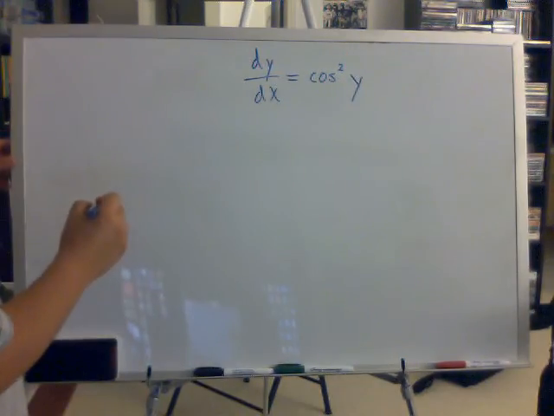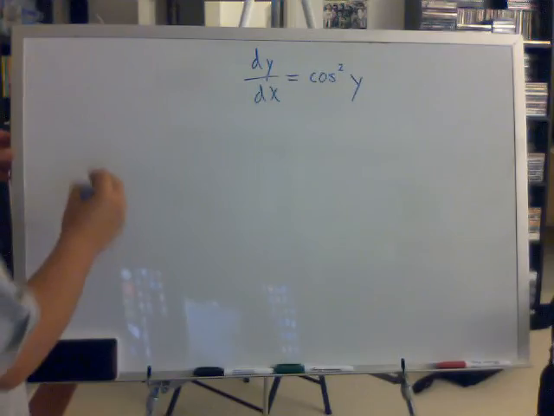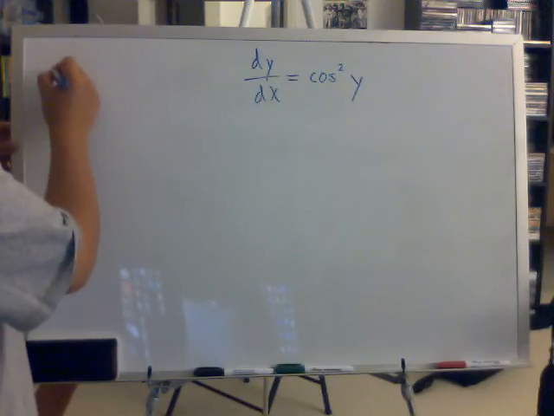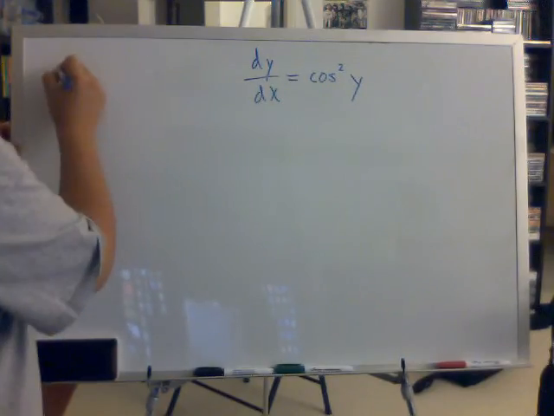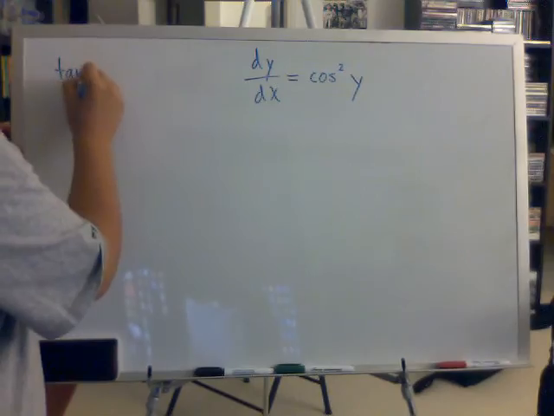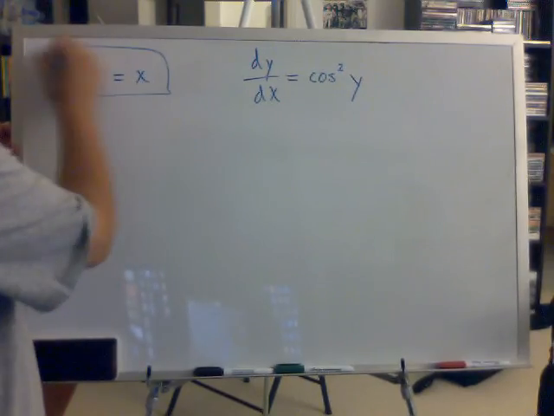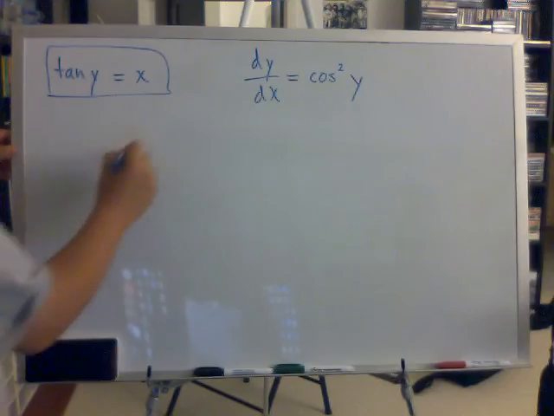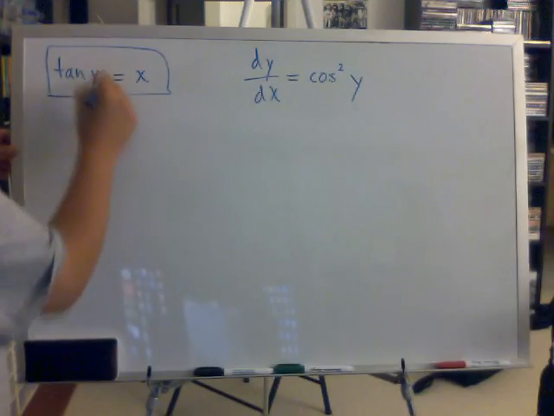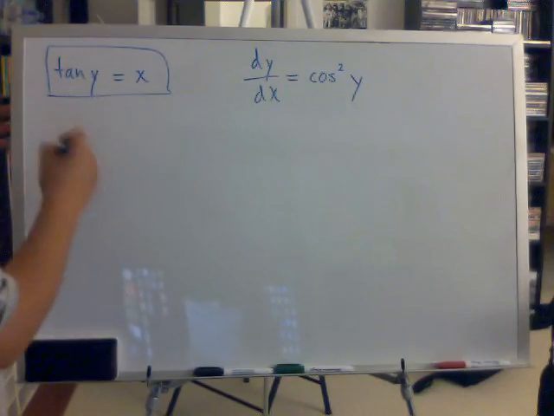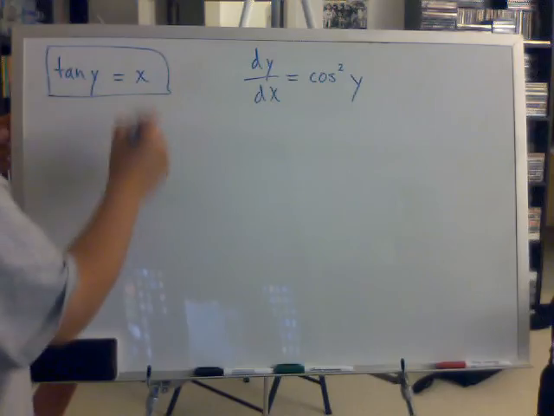So what is cosine y? Well, we know that tangent of y is equal to x. We know that tangent of y equals x from the previous step. And basically, y is the angle that expresses the value of x.